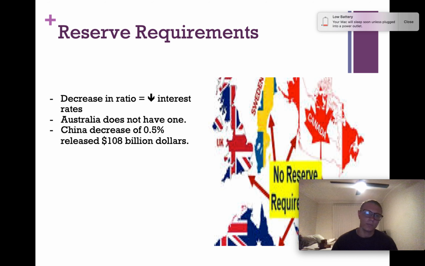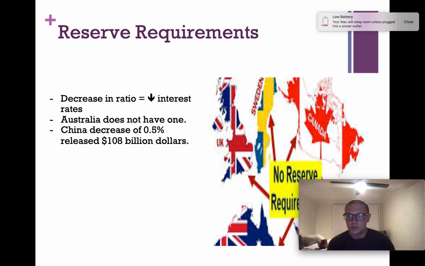The reserve requirement: a decrease in the reserve requirement ratio causes a decrease in interest rates, as banks can lend out more of their money. They do not have to save more of their money up, they can lend out more. Australia itself does not actually have a reserve requirement, along with countries such as the UK and Canada.